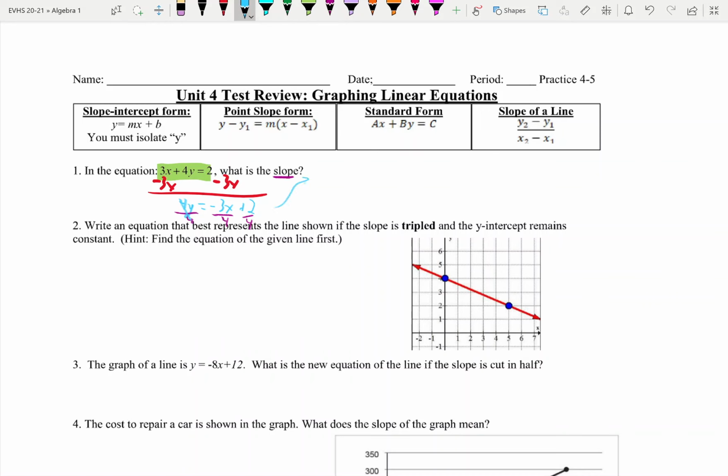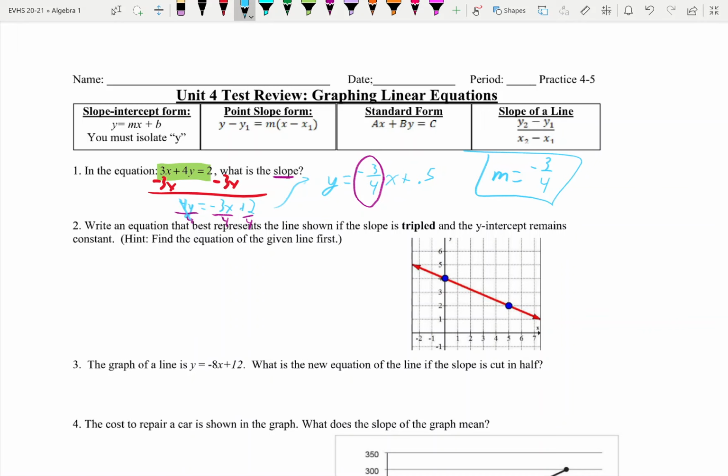4 divided by 4 cancels, leaves me with y equals negative 3 over 4x plus 2 over 4, which is 0.5. Remember, my slope, I find that in front of the x, the coefficient of x. So my answer is m equals negative 3 over 4.